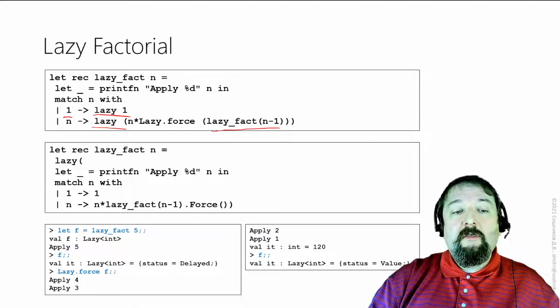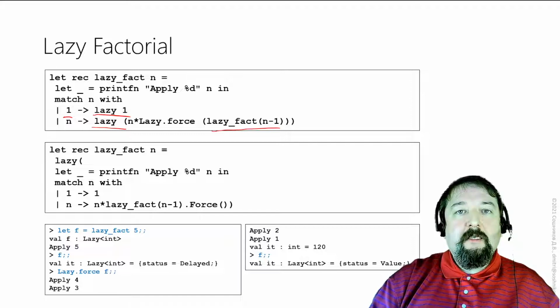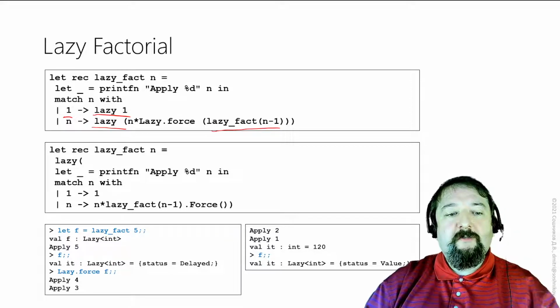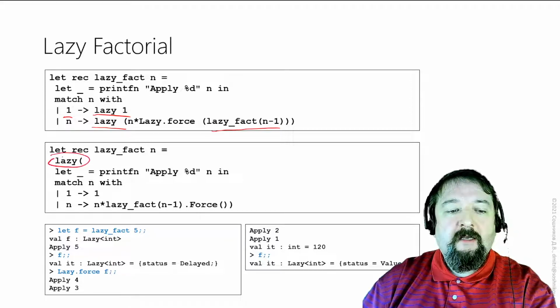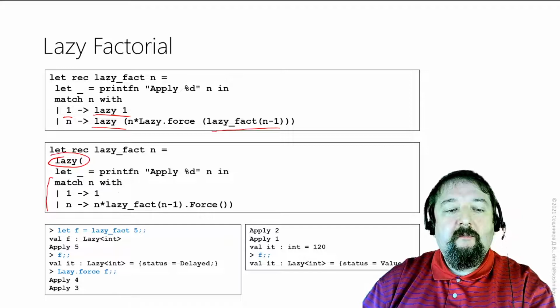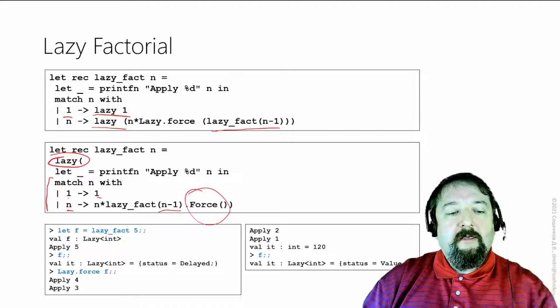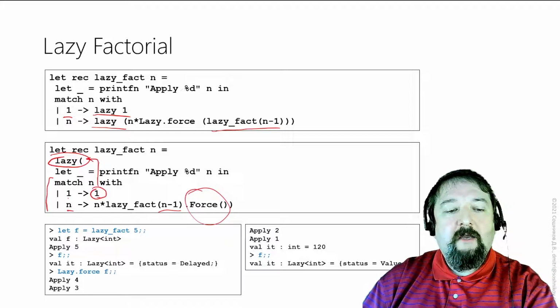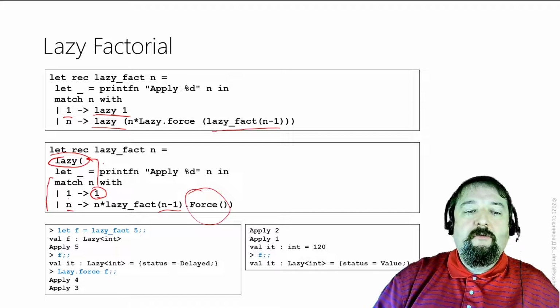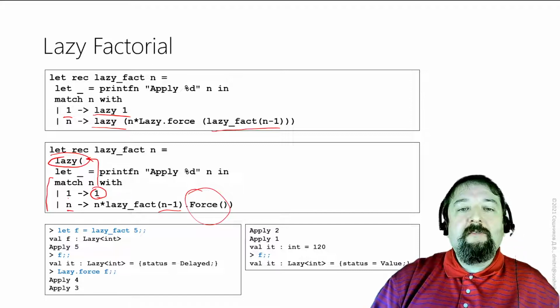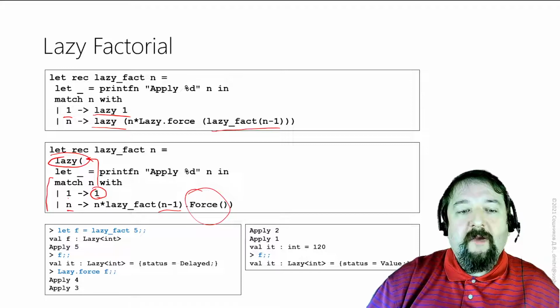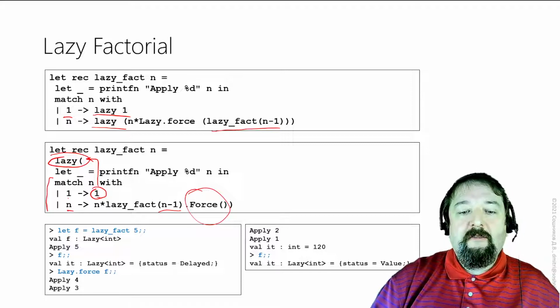We can also take advantage of the fact that lazy is a keyword, so we can provide it with a larger expression. We can say that lazy factorial is lazy of, and then we do the matching operator: match n with, for 1 return 1, for n return n times lazy factorial n minus 1. Then we need to say dot force to convert it into an integer value. And here we return 1, but because it is an argument of a lazy expression, it will be converted to lazy of 1. So this lazy factorial gives us back the lazy of int result.